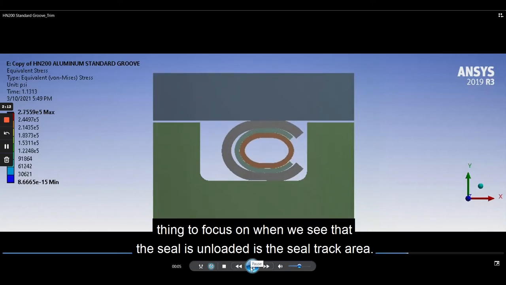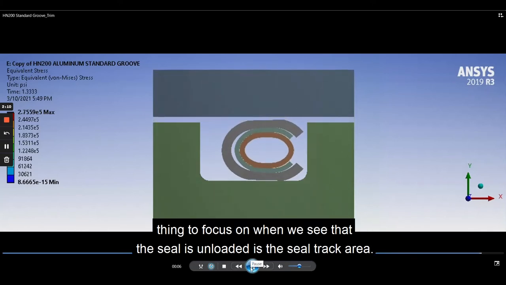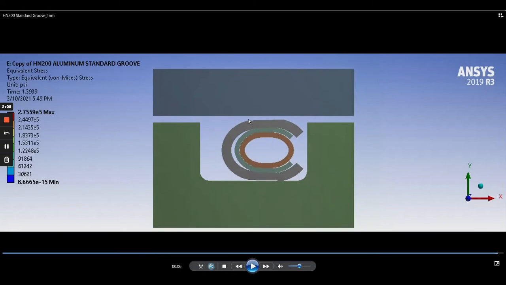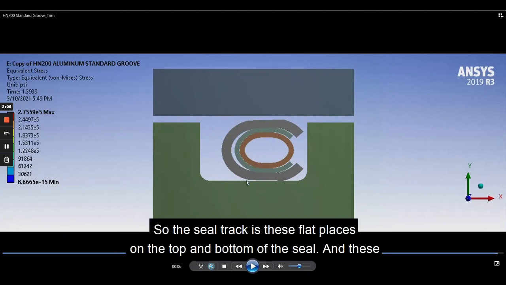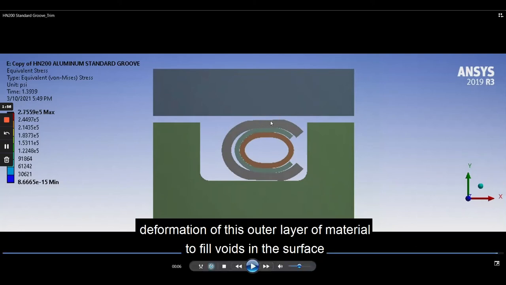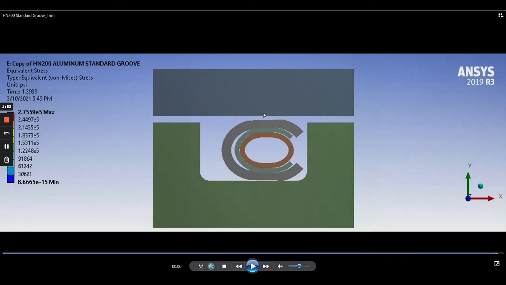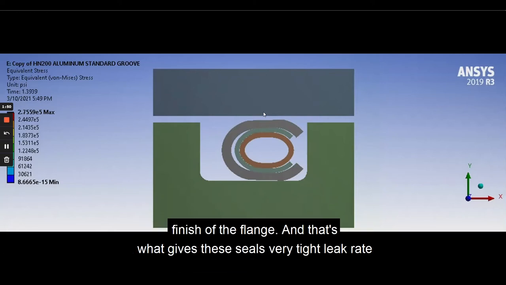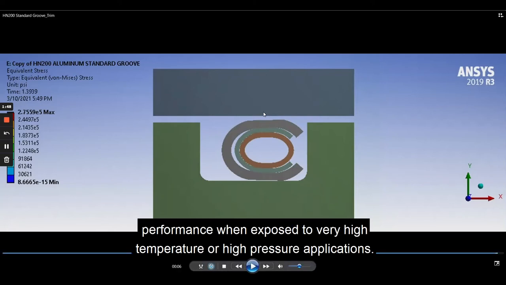The next thing to focus on, which will be seen once the seal is unloaded, is the seal track area. The seal track is these flat places on the top and bottom of the seal, and these have been optimized for the compression of this seal so that there's enough plastic deformation of this outer layer of material to fill voids in the surface finish of the flange, and that's what gives these seals very tight leak rate performance when exposed to very high temperature or high pressure applications.